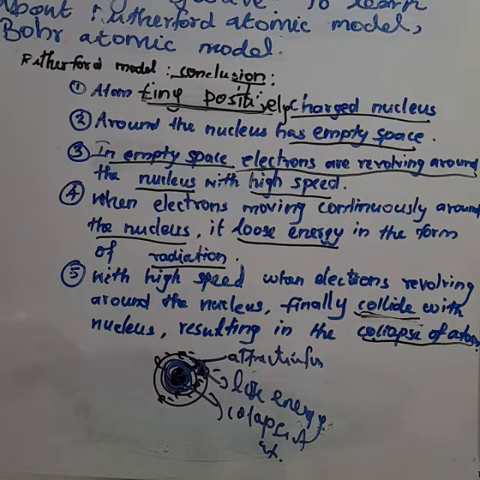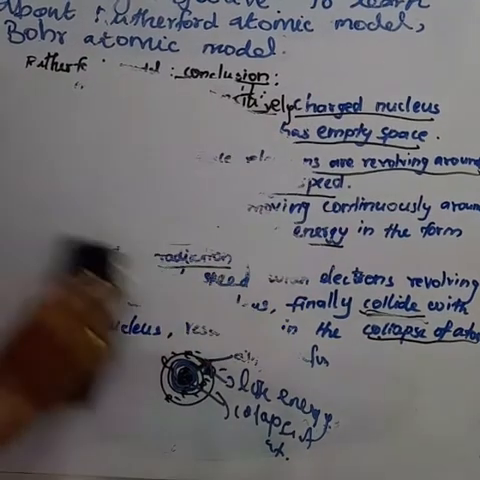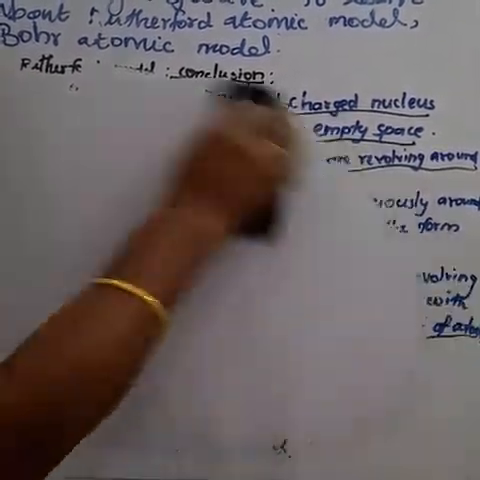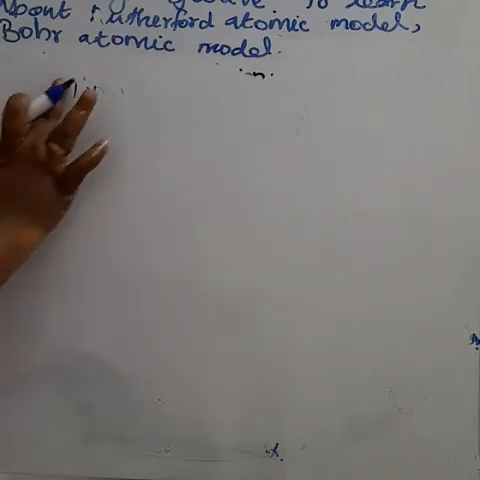Okay, understand? These are the Rutherford experiment conclusions. Now the limitations of the Rutherford experiment. First, Rutherford does not explain how electrons are distributed around the nucleus. He told that the atom has a tiny positively charged nucleus and electrons revolving around the nucleus, but he did not tell how the electrons are distributed around the nucleus. About that he didn't tell. And second, he does not explain the stability of an atom.